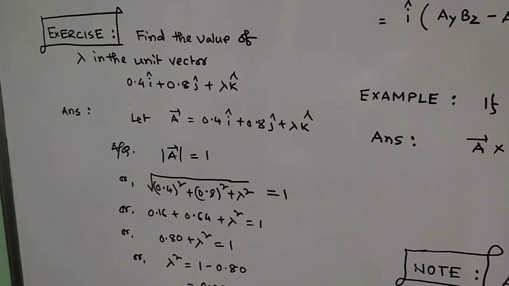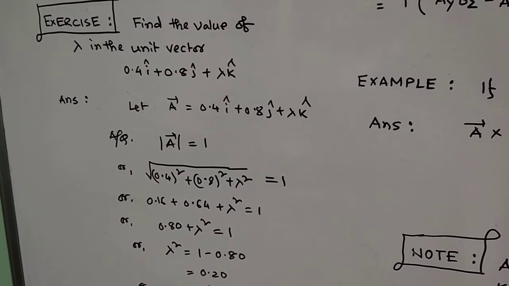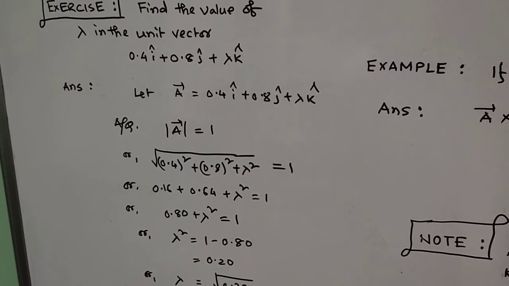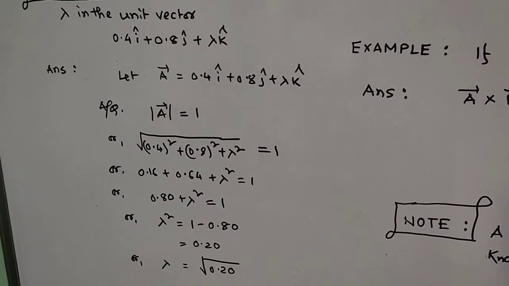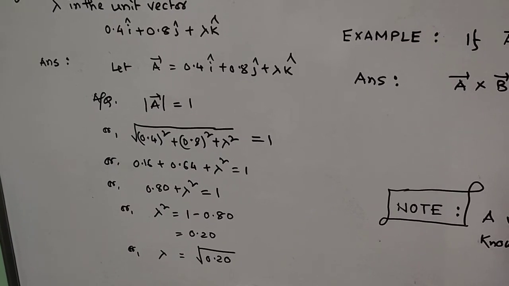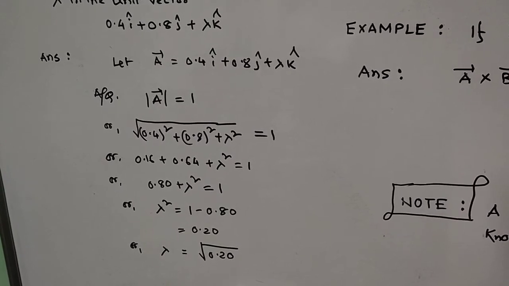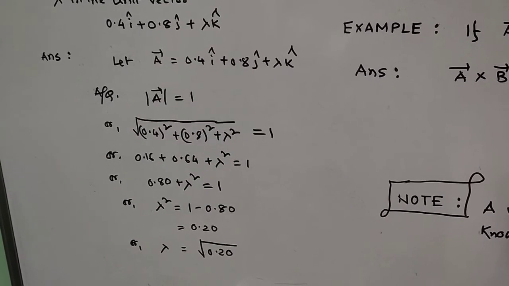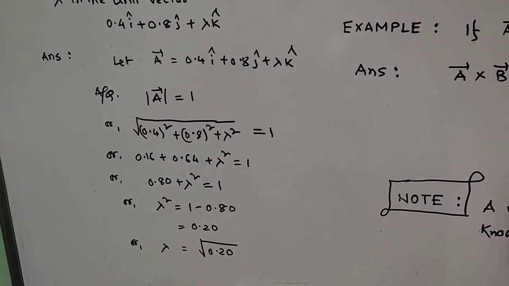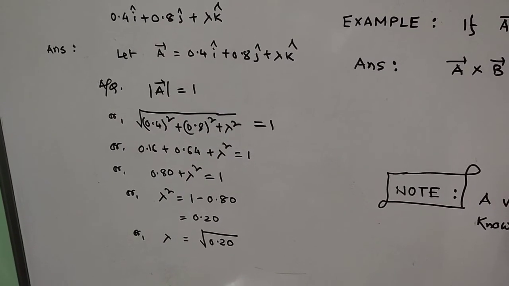So magnitude of a vector is equal to root over the coefficient of i cap, 0.4 whole square, plus the coefficient of j cap, 0.8 whole square, and the coefficient of k, which is lambda square, equal to 1. If you take the square, the square root goes away, and it's 0.16 plus 0.64 plus lambda square. So 0.16 plus 0.64 is 0.80, plus lambda square equals 1. So lambda square is 1 minus 0.80, so you have 0.20. So lambda will be the square root of 0.20.